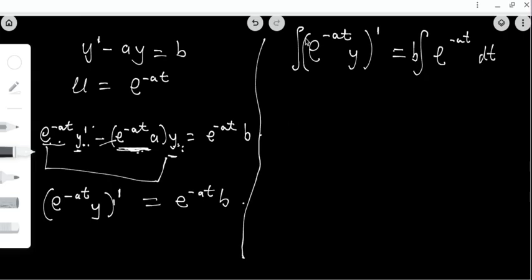Now this integral sign will cancel the derivative here, so if it cancels, you'll be left with e^(-at) y should be equal to, if I integrate this e^(-at), I'll get negative a multiplied by b, then e^(-at), plus some constant C. This is what I'll get.